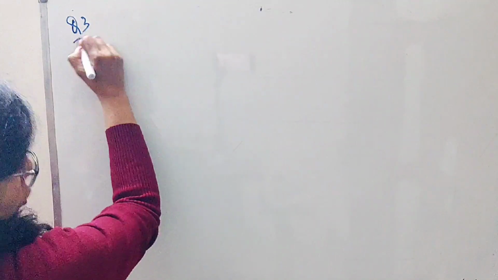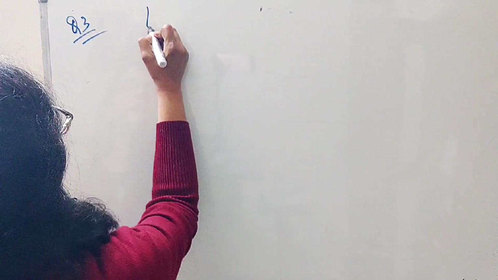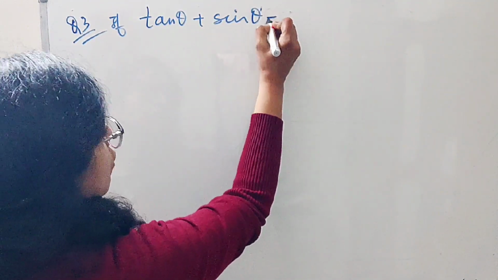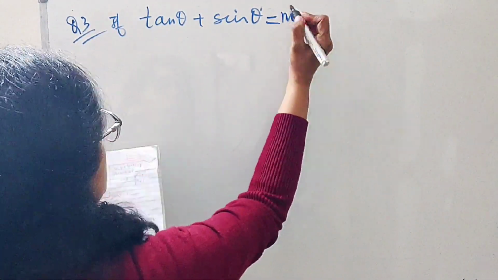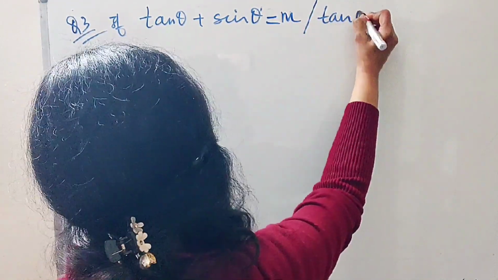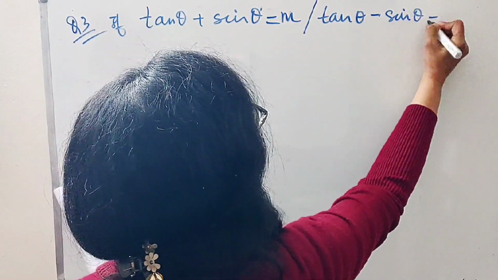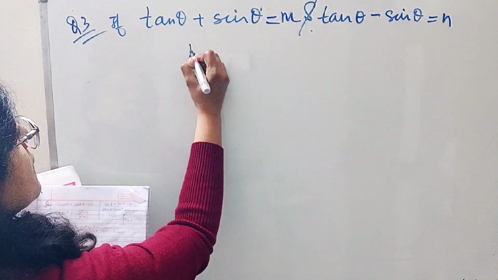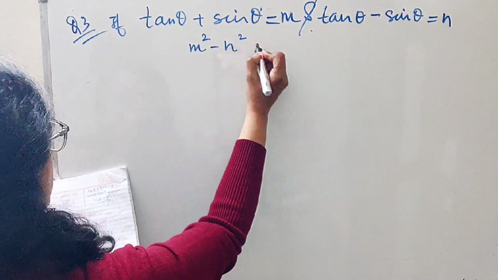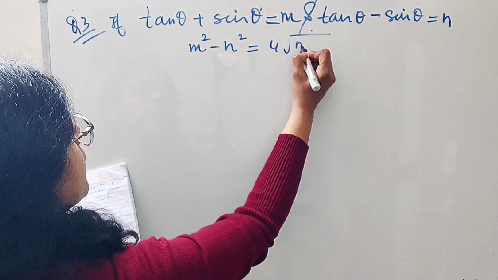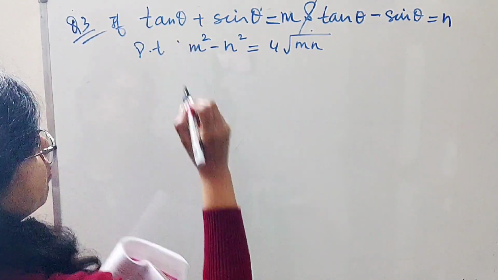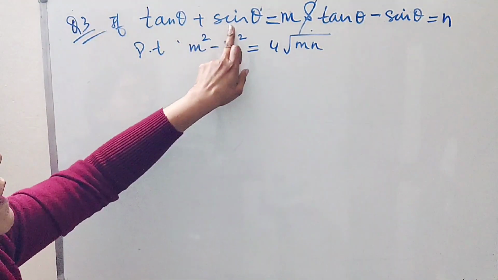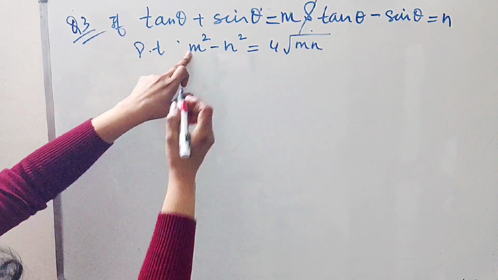Question number 3 is: if tan theta plus sin theta is equal to m and tan theta minus sin theta is equal to n, these two things are given to us. What we have to prove is m square minus n square is equal to 4 under root mn. So now what will we do? We have tan plus sin, tan minus sin. Now we will start with LHS. So let's start with LHS.